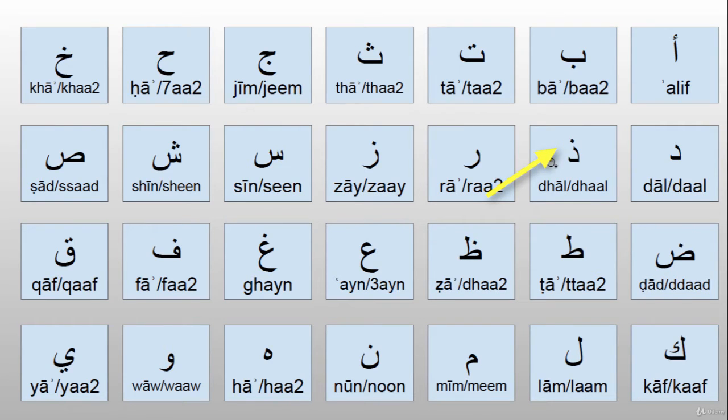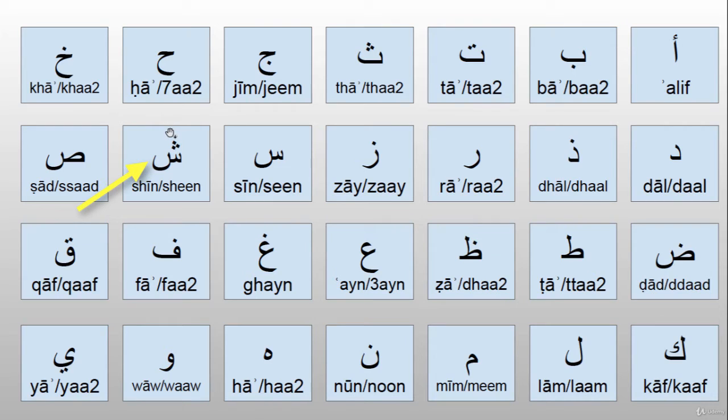Vel, Vel. And then we have the letter Ra, Ra, which is roughly equivalent to the sound R in English. And then we have the letter Zay, Zay, which is similar to the letter Z in English. And then we have the letter Sin, Sin, which is similar to the S sound in English.